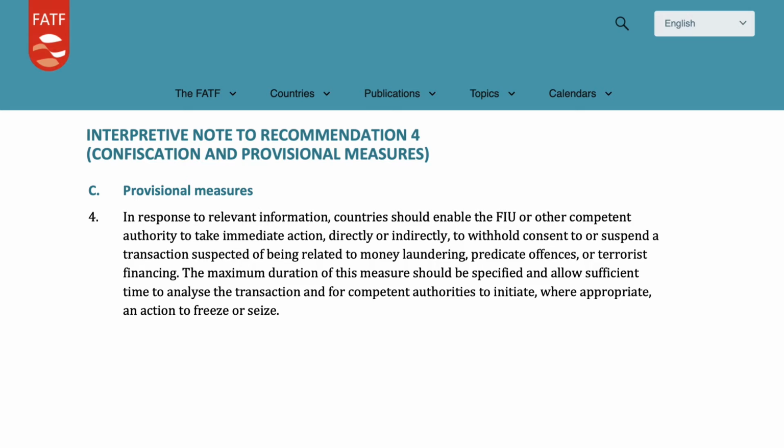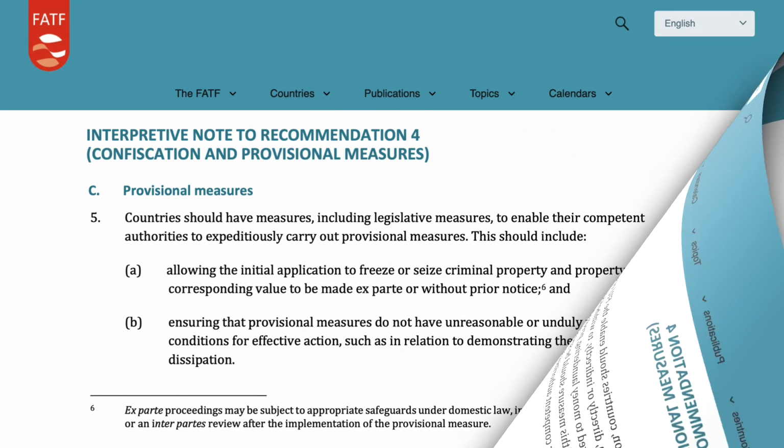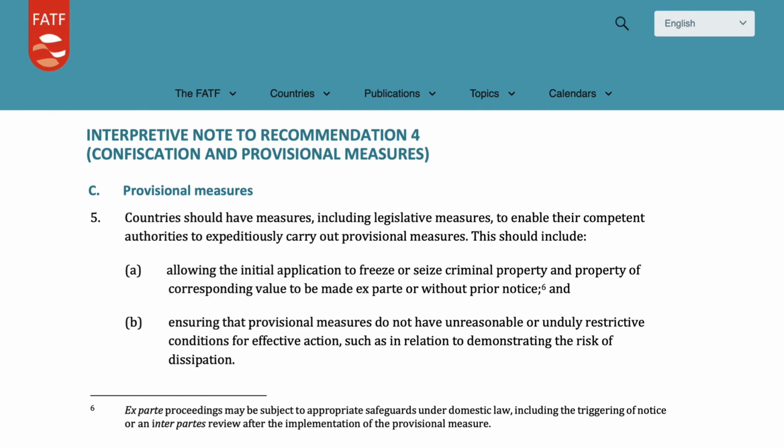The maximum duration for such measures should be clearly defined, allowing adequate time to analyze the transaction and for competent authorities to take appropriate actions, such as freezing or seizing the assets. Interpretative Note 5, still on provisional measures, emphasizes that countries should implement measures, including legislative provisions to empower their competent authorities to swiftly execute provisional actions.